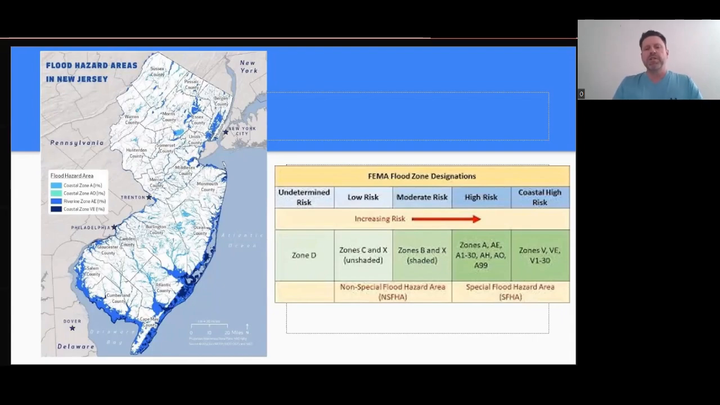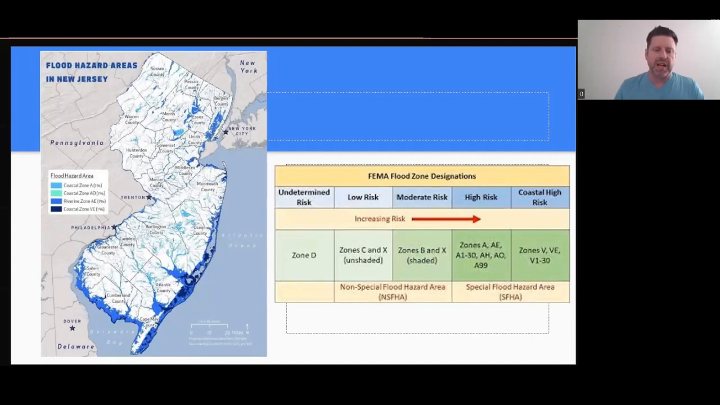And moderate risk, maybe not. It depends on the mortgage company. Low risk is really low, like maybe a 100-year flood that hasn't happened in many years and is not likely to. And then undetermined risk, where there's not even data that actually shows that there was a flood back then. So those are the different scales set by FEMA for flood zone designations.